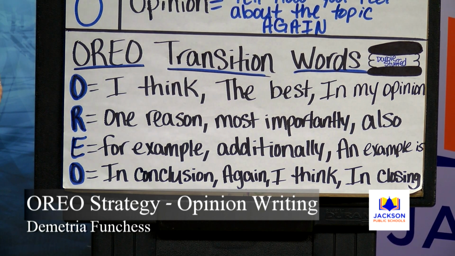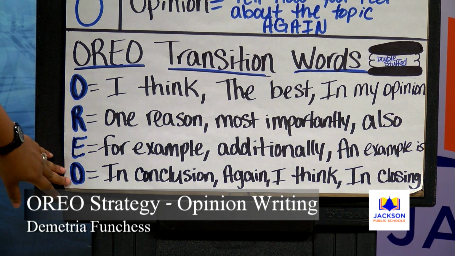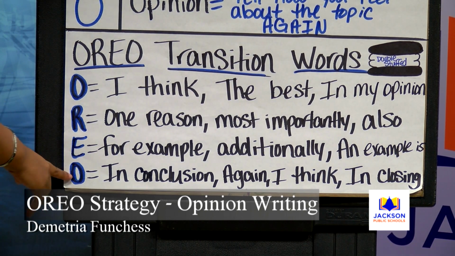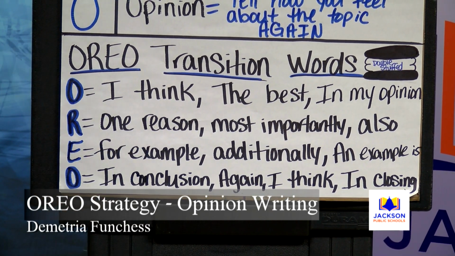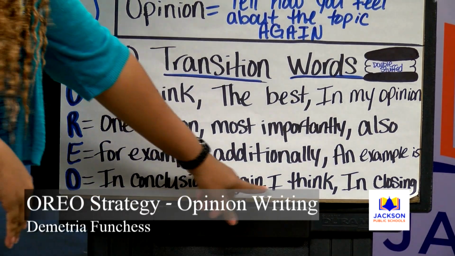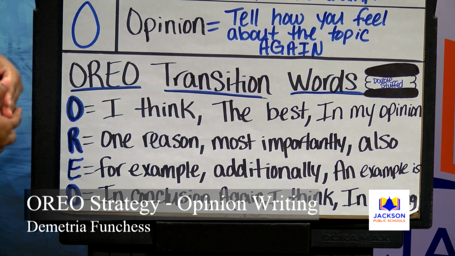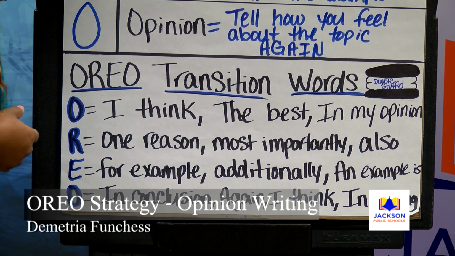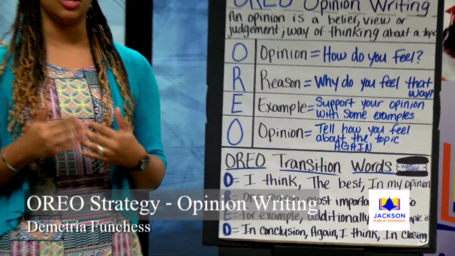And remember, you can include anything from a text or your experiences, anything you've read here in this example stage of Oreo writing. And lastly, some transition words for when you write your opinion again at the end, you want to say something like, in conclusion, again, I think, in closing, in conclusion, my opinion is. These are some transition words to help you flow in your writing.